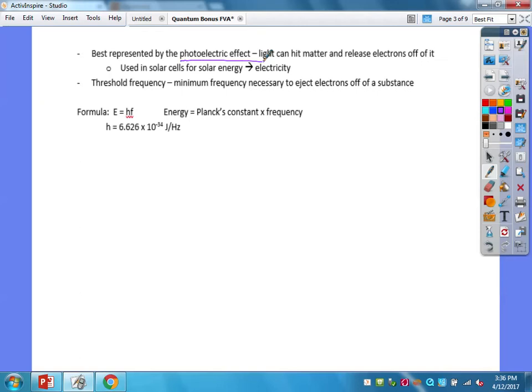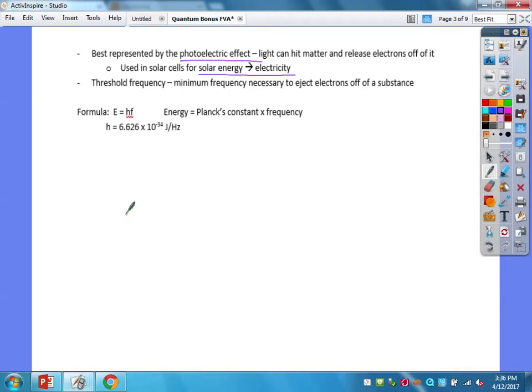The idea is, when light hits matter, it will cause electrons to be released. So it's interacting with the particles of electrons. It must be some sort of packet that hits another particle and makes it bounce off and get released. This is used in solar cells. This is obviously how we change solar energy into electrical energy.